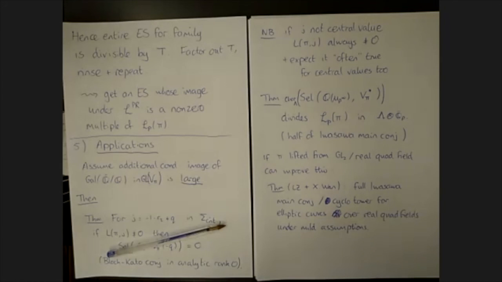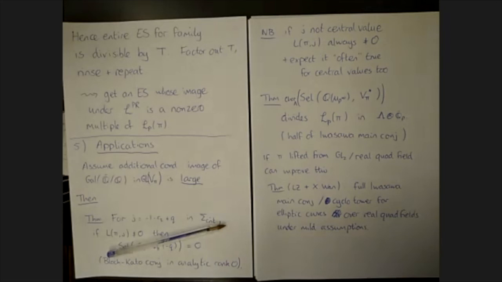I just want to make a remark there. The large image assumption comes from the Euler system machine, for which one needs the existence of certain elements in the image of the absolute Galois group of Q. The question there is whether that is satisfied, and it is certainly not necessary that the image be open.